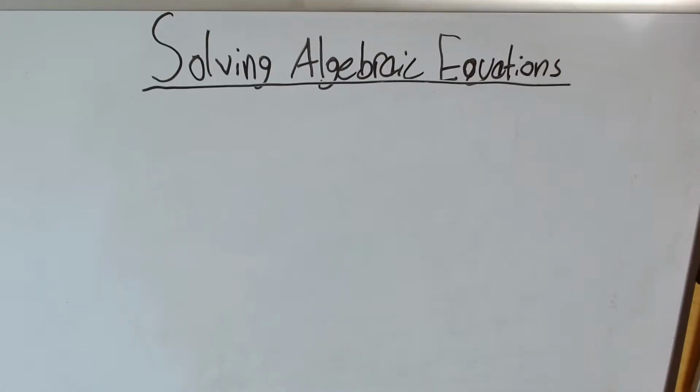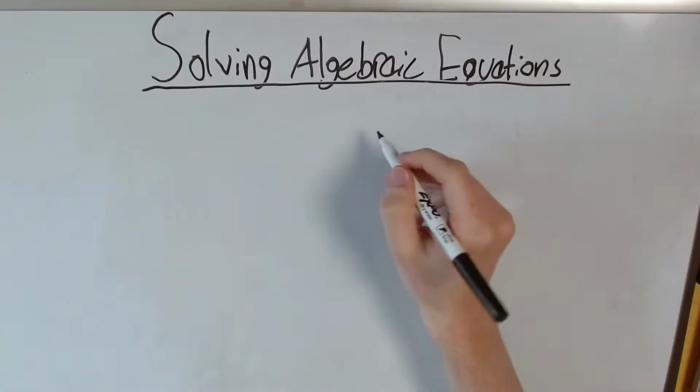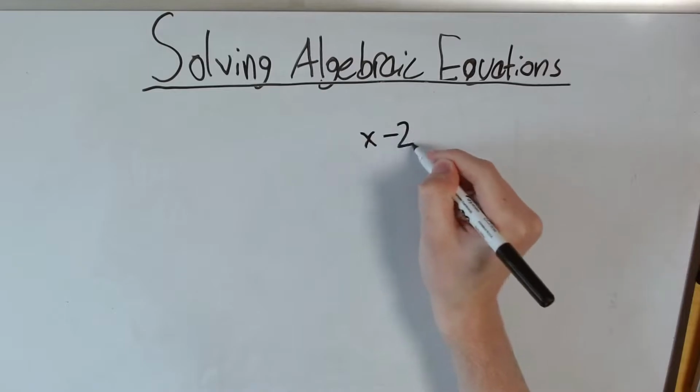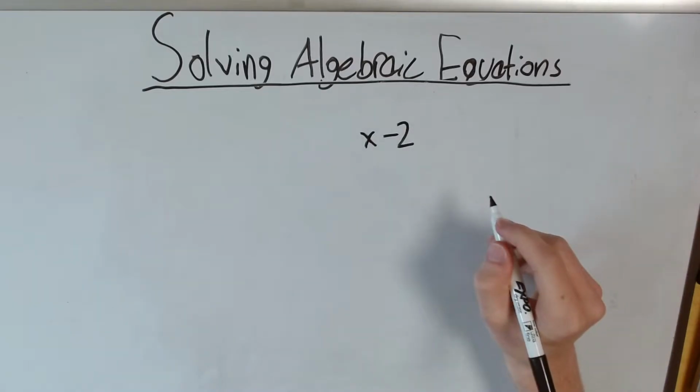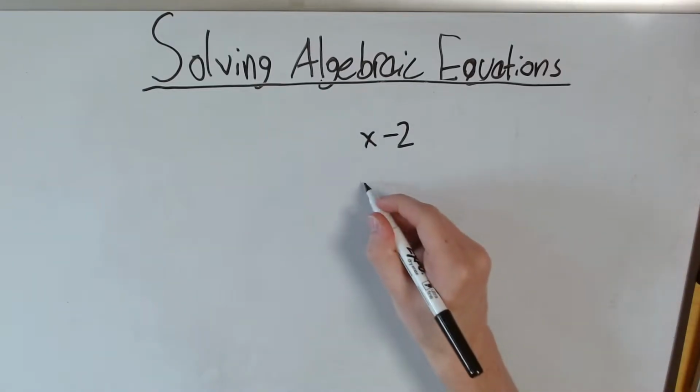Hi. Today we're going to be talking about solving algebraic equations. Now in the past, we've mostly focused on dealing with algebraic expressions. What's an expression? Basically, a combination of numbers and variables that we have to simplify. For example, x minus 2, or 3 times y, which remember we write as 3y.